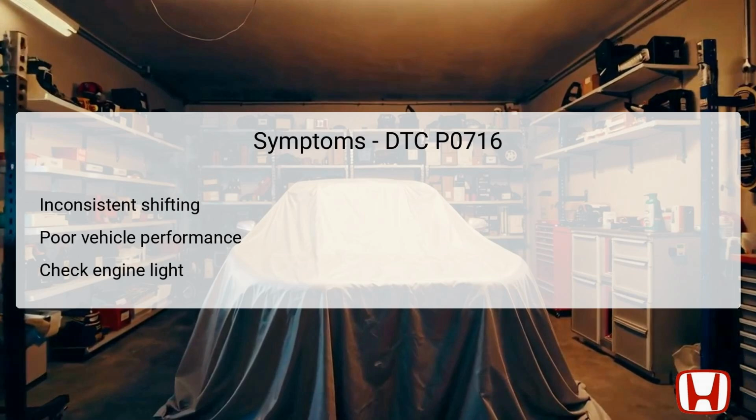Symptoms associated with DTC P0716 can significantly impact the overall performance of the vehicle. Drivers may experience inconsistent shifting patterns, where the transmission hesitates or shifts abruptly, resulting in a less smooth driving experience. This inconsistency arises because the transmission relies on accurate speed data from the input shaft sensor to determine when to shift gears. Additionally, poor vehicle performance can manifest as reduced acceleration or overall sluggishness, making the drive feel less responsive.